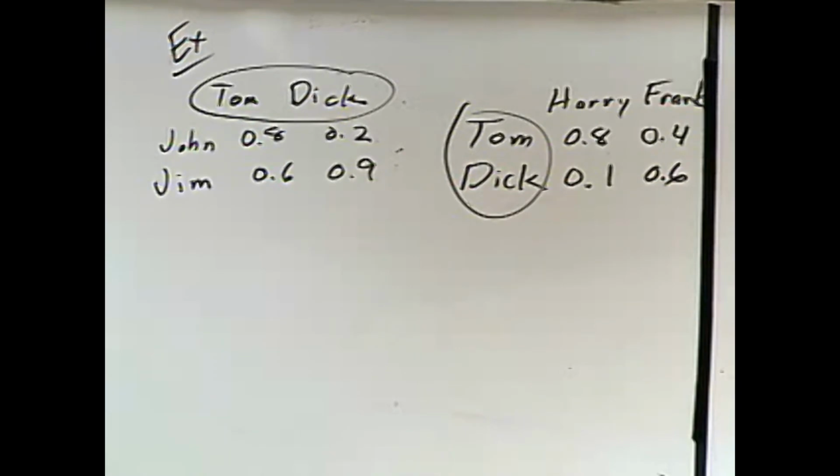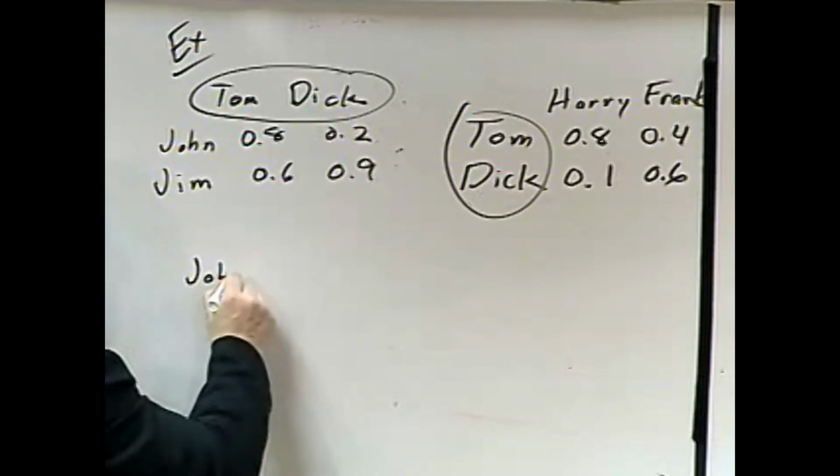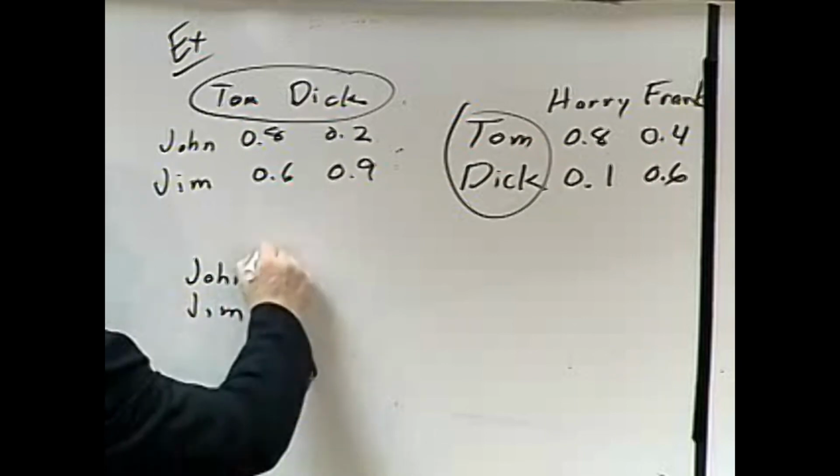Now, these are relational matrices, and what we would like to do with these relational matrices is combine them and come up with a relational matrix of John and Jim and Harry and Frank.